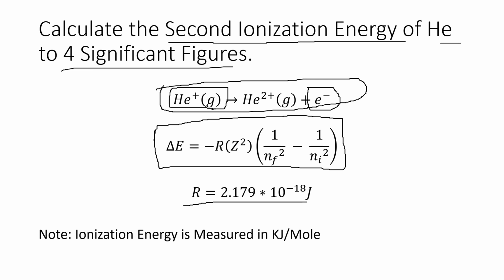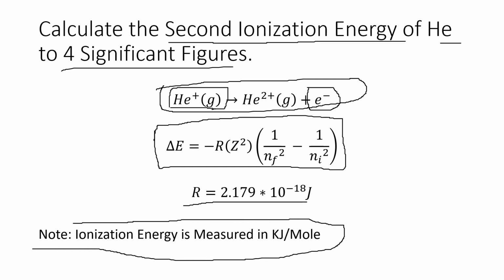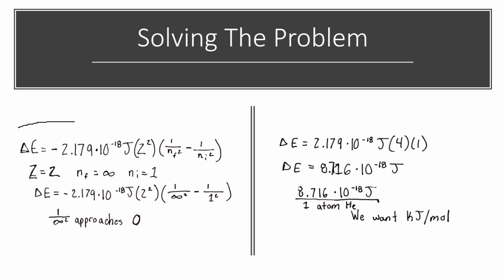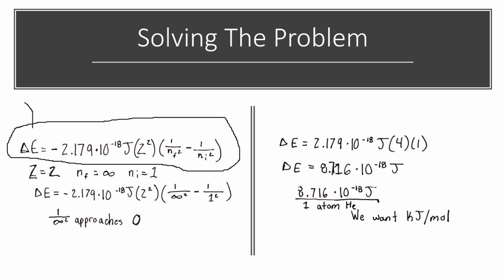And another important thing that we want to note is that ionization energy is measured in kilojoules per mole, so we need to make that unit conversion at the end. So this equation on top here is the Rydberg equation that I mentioned before. So let's go through what all the variables mean. Change in energy is essentially what we are solving for. It's how we solve for the ionization energy.